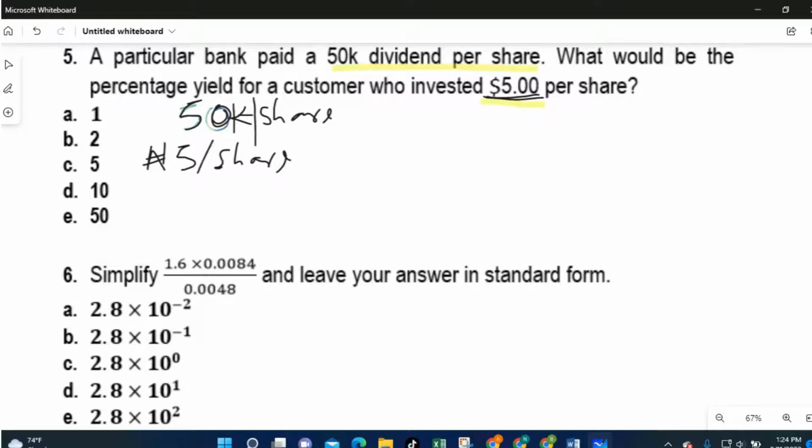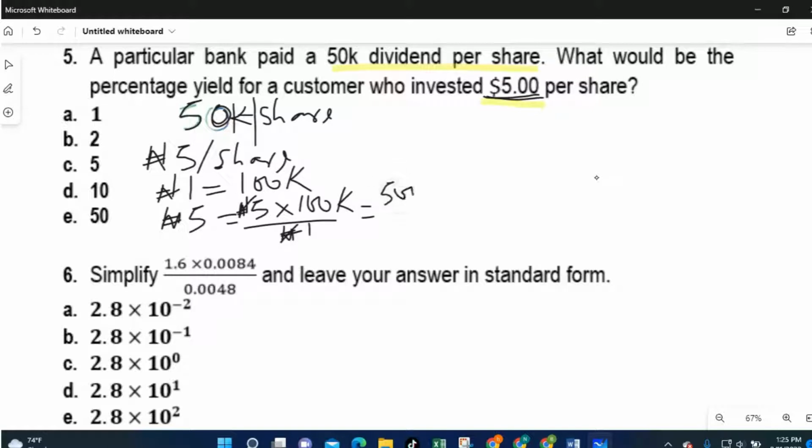Now, we are going to look at a conversion factor, and that conversion factor will tell us that 1 naira is equivalent to 100 kobo. So if 1 naira is equivalent to 100 kobo, then 5 naira will give us 5 naira times 100 kobo divided by 1 naira. So naira will cancel naira. We'll have 500 divided by 1, which will give us 500 kobo. So that means the customer's investment is 500 kobo.